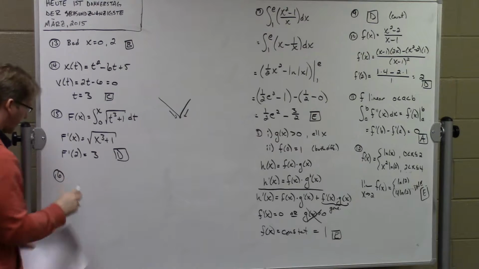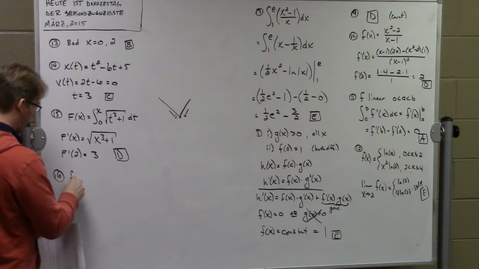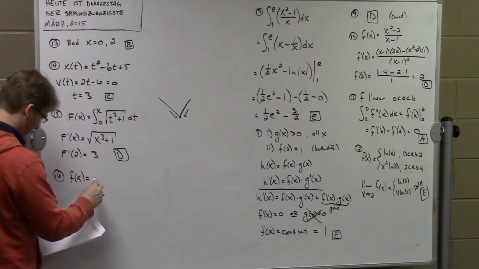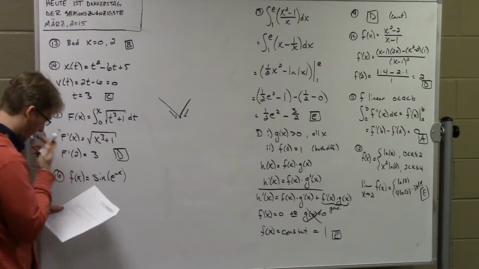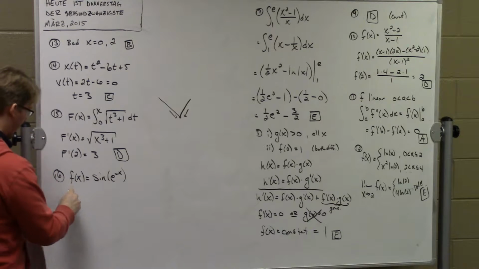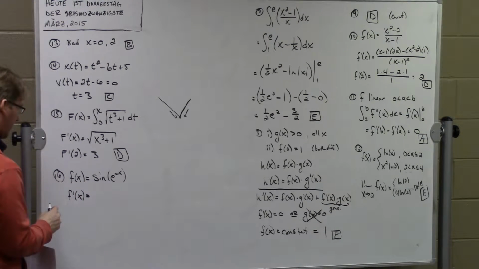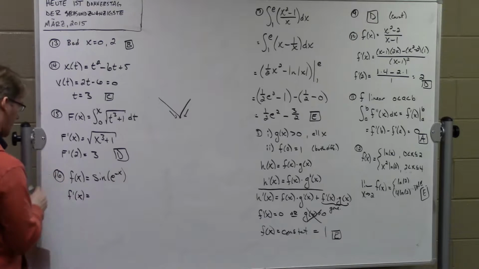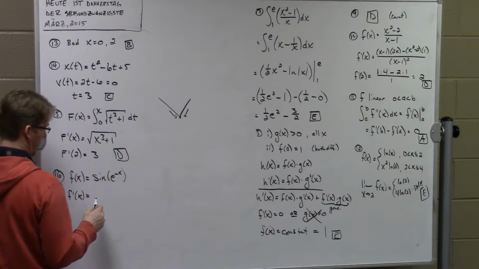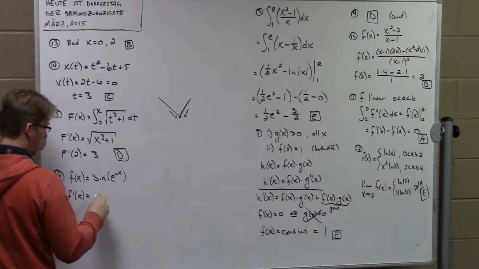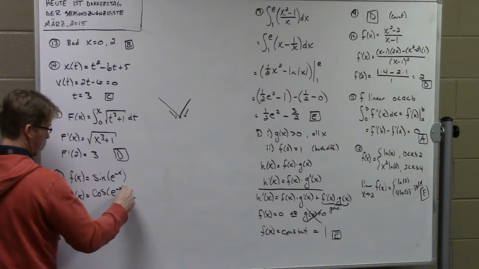16. Derivative. Okay, this is straight up derivative, no bells, no whistles. F of x is equal to sine of e to the negative x. Okay, so f prime. Two chains. Cosine of the thing.